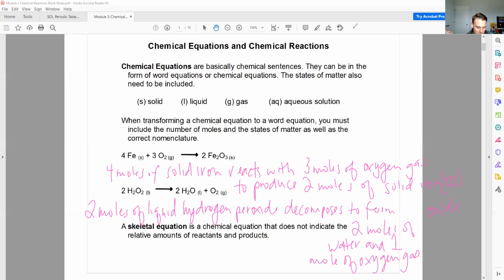Okay, so a skeletal equation is a chemical equation that does not indicate the relative amounts of reactants and products. So that would be these 2 equations if there were no coefficients. So this is also referred to as an unbalanced equation.